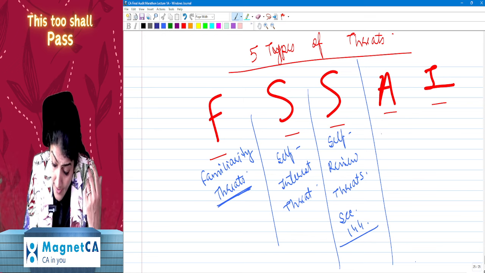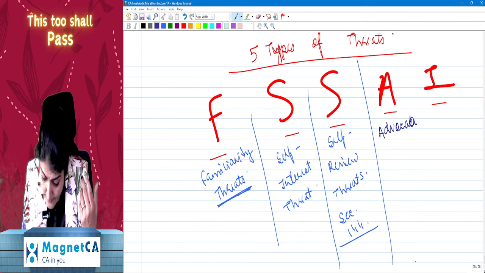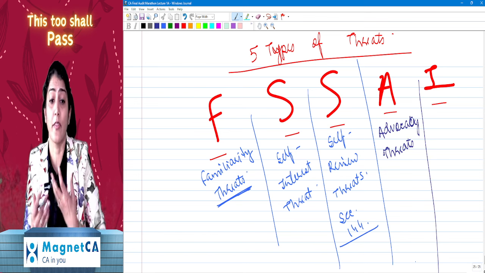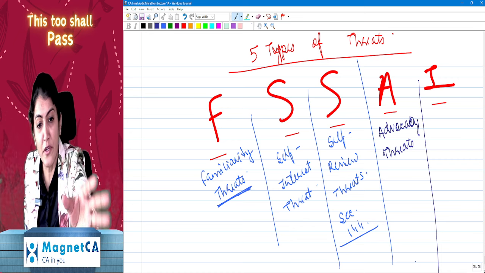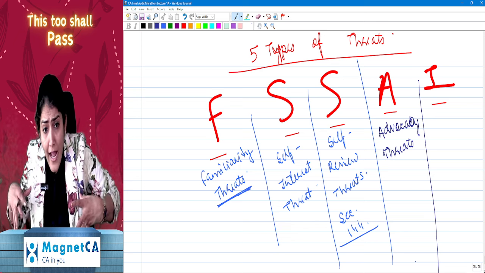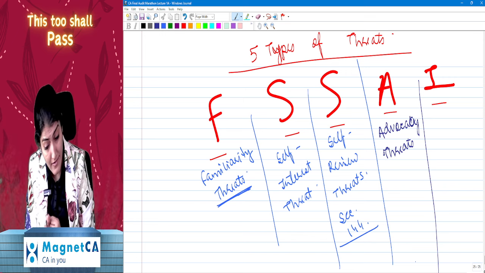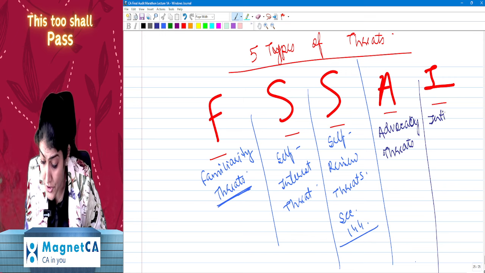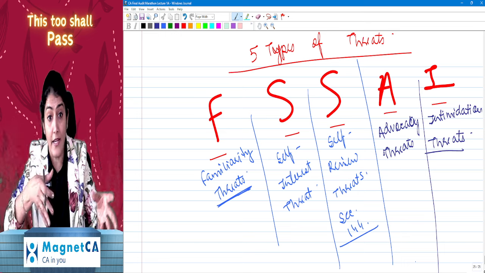Then you have the advocacy threat. That means you are in favor of the client. You are promoting the shares of the company. Oh, Jio Limited, you should invest in it. Oh, this company, they never fight with anybody. So you're advocating, you're in favor. Obviously, then how can you be independent? And the last one is the intimidation threat. Intimidation: the client is intimidating, threatening you. So it's like a threatening threat.